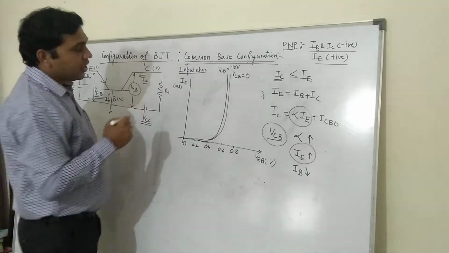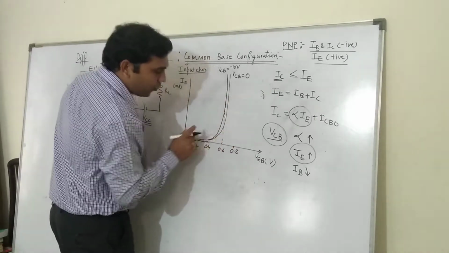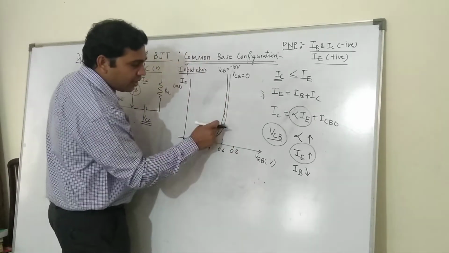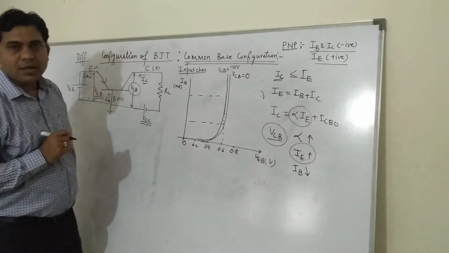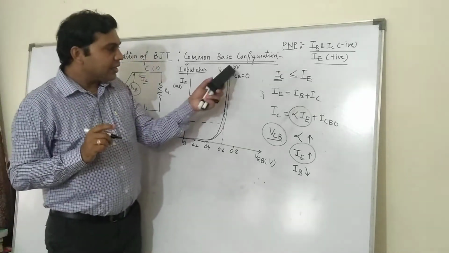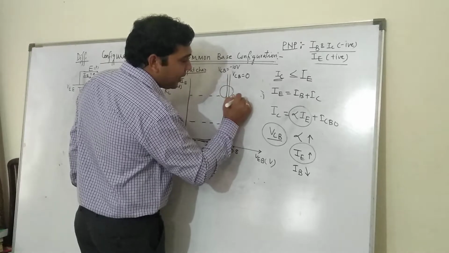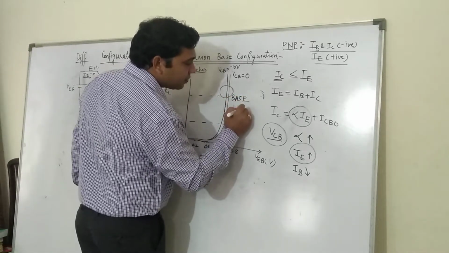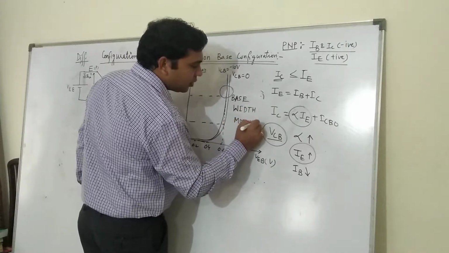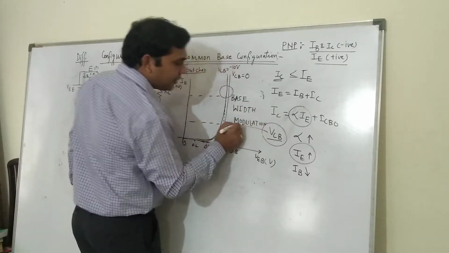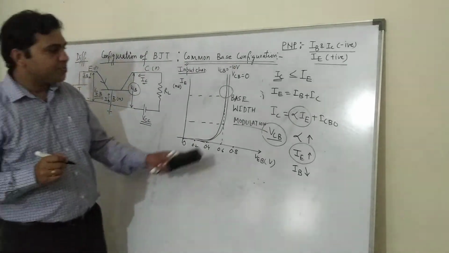That means the IE at any point will increase like this. So for the same VEB, now you have more IE compared to this. This is the meaning of increasing VCB. This phenomenon is mainly because of base width modulation, which we have already explained in the last lecture on the transistor.